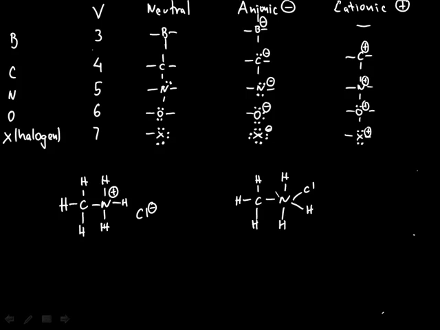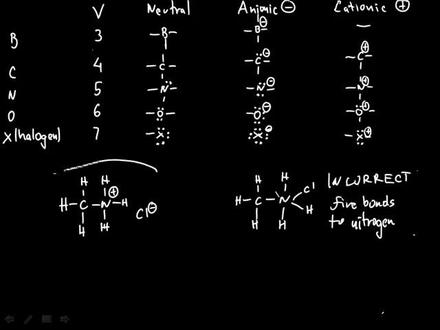The problem here is that this is incorrect because there are 5 bonds to nitrogen. And what this means is that nitrogen has 10 electrons in its valence shell, which is just too much. It has to have 8, otherwise it starts filling up the next shell, and that is not so stable. So this, in such a case, would be a correct structure.